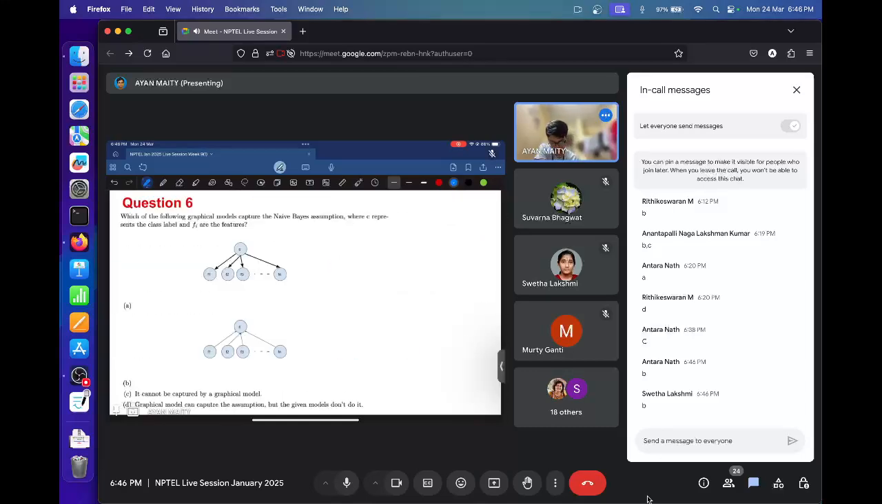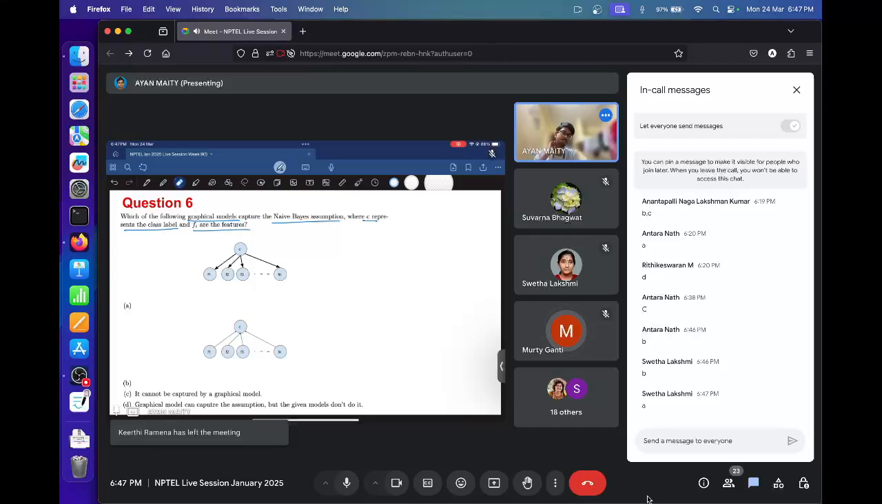Now question 6. Which of the following graphical models capture the naive Bayes assumption where C represents the class label and Fi represents the features. So F1, F2, F3, Fn, these are the features, n different features, and C is the class variable. So which of the following graphical models capture naive Bayes? A for apple. Okay. A. Sweta Lakshmi says option A.